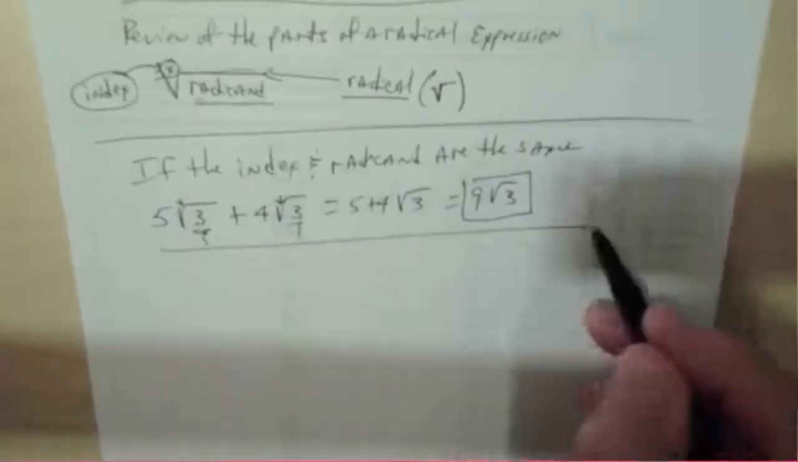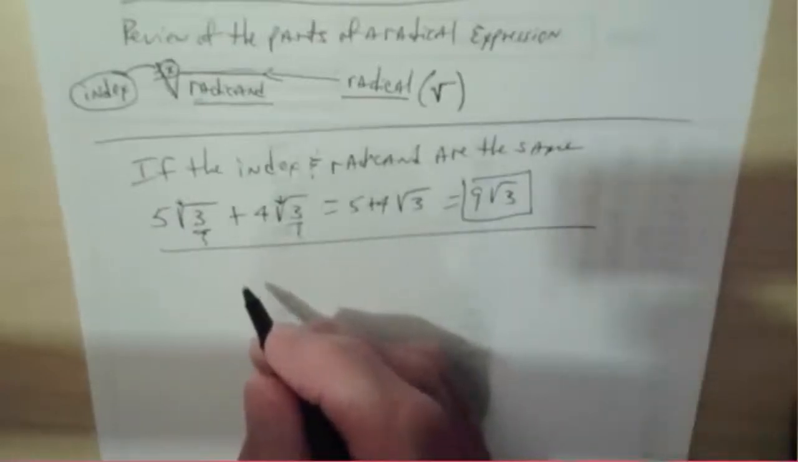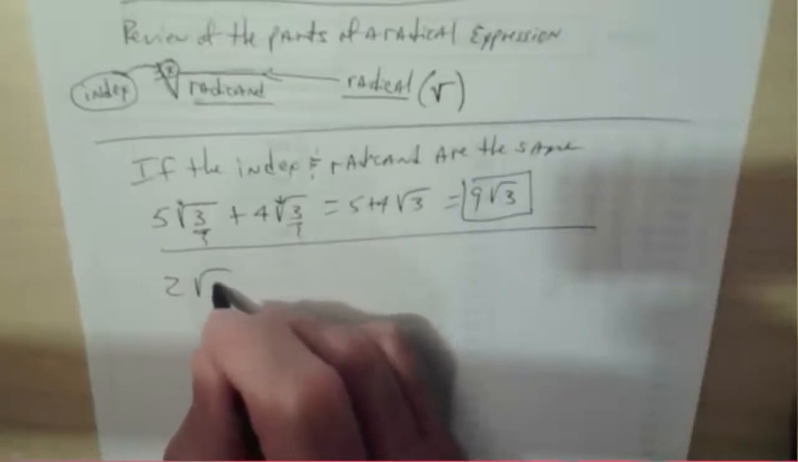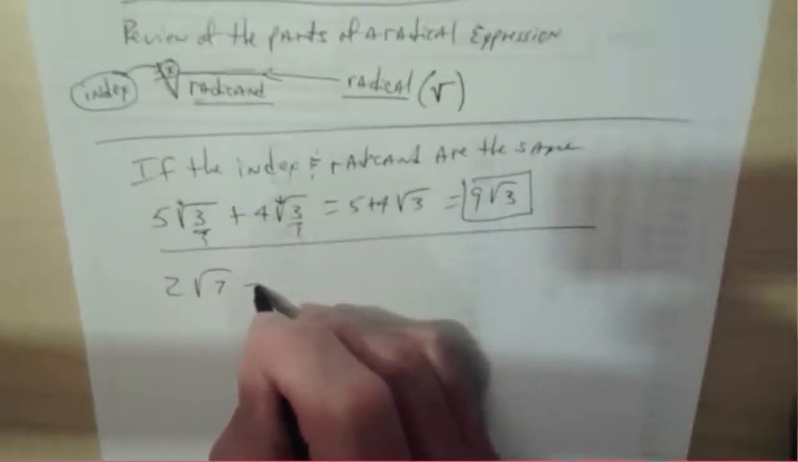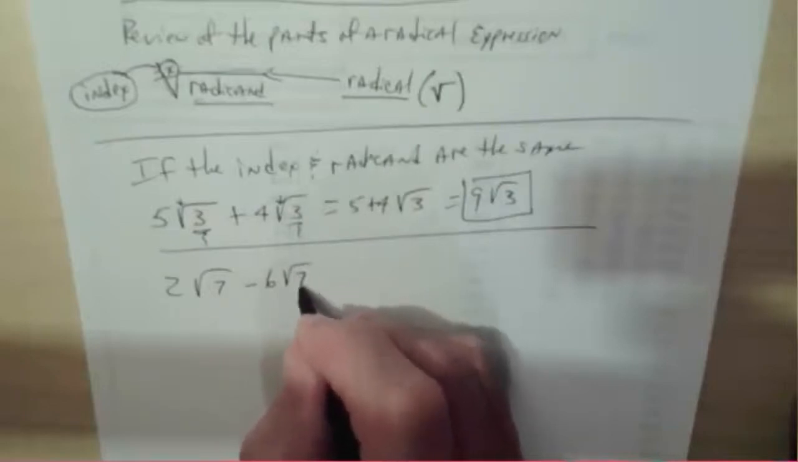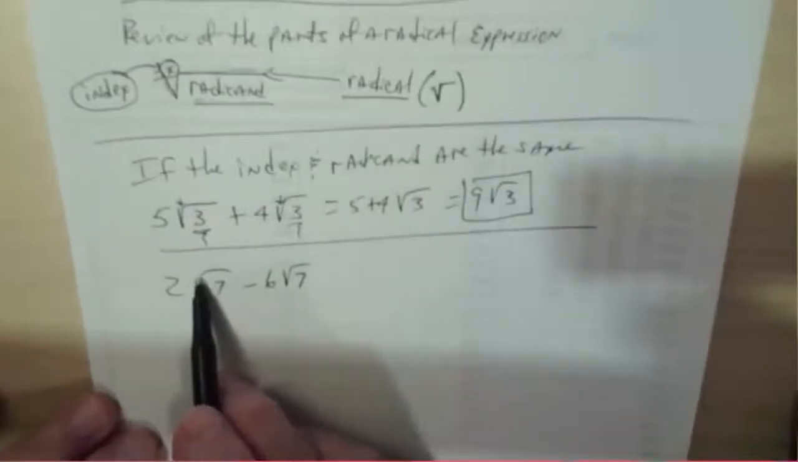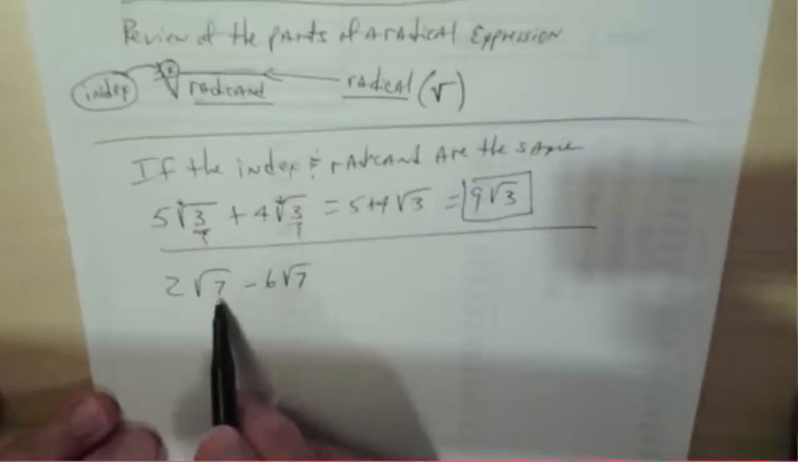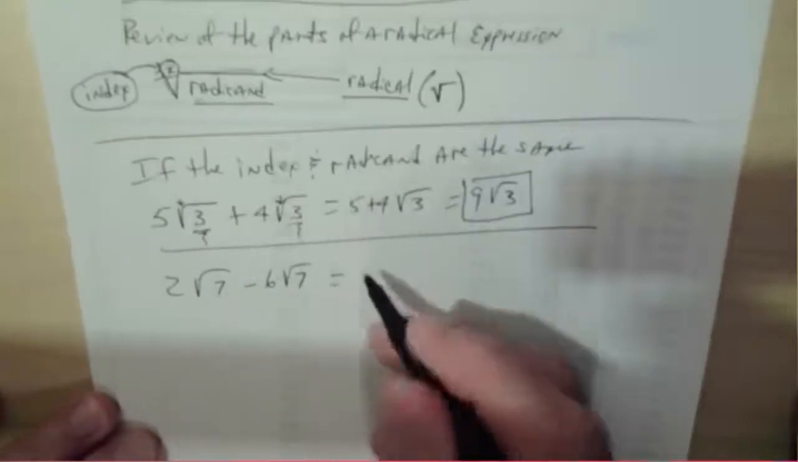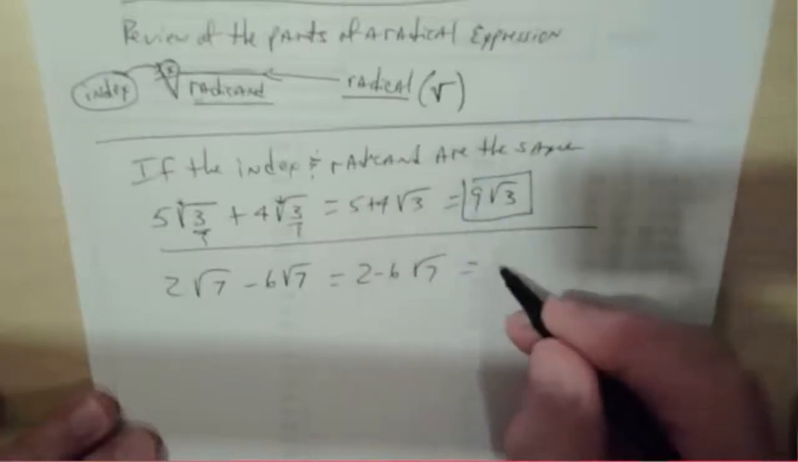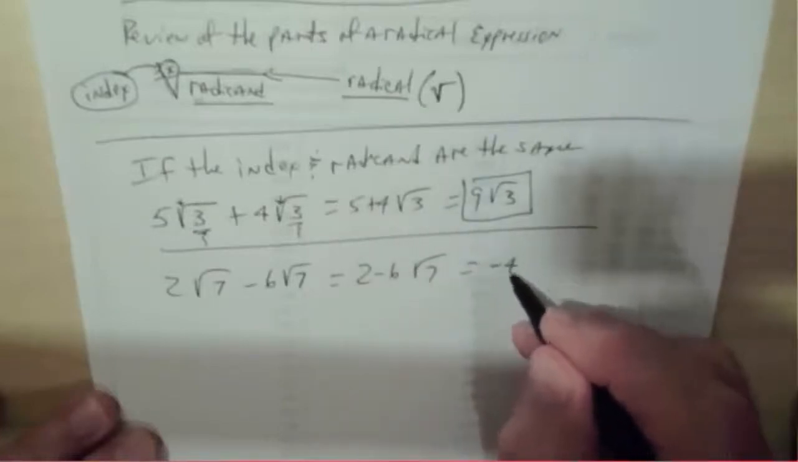Okay? So if we have 2 times the square root of 7 minus 6 times the square root of 7, are these like terms? Yes. Indexes are the same. The radicands are the same. So it's nothing more than 2 minus 6 square root 7, which is, what is that, negative 4 square root 7.